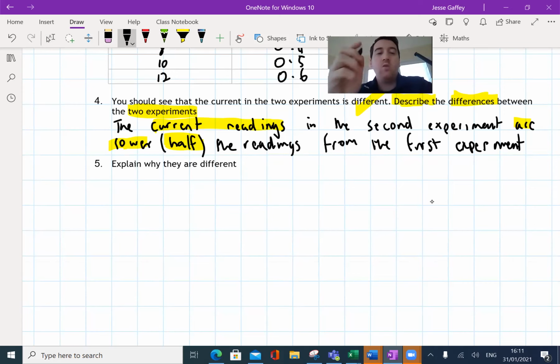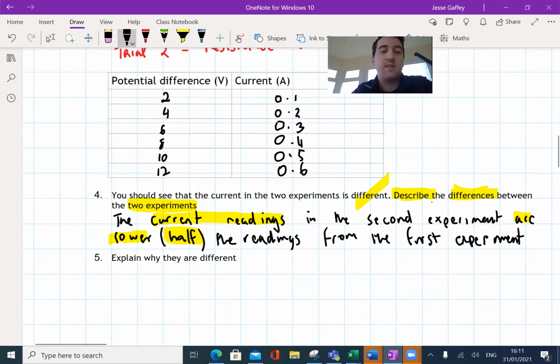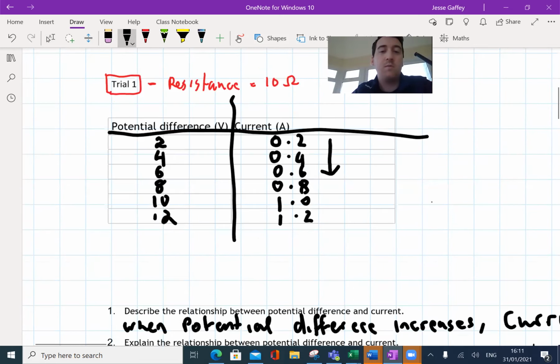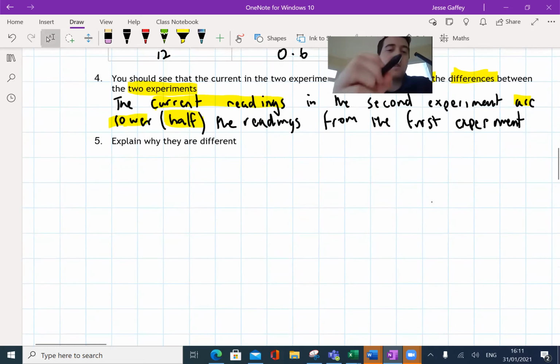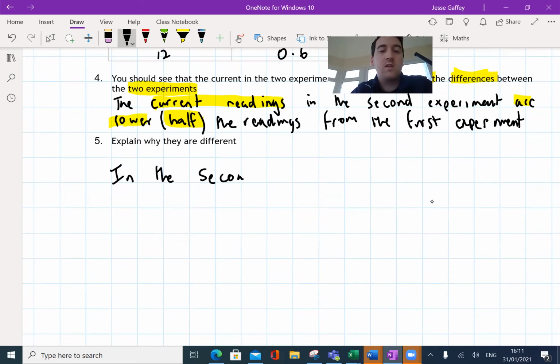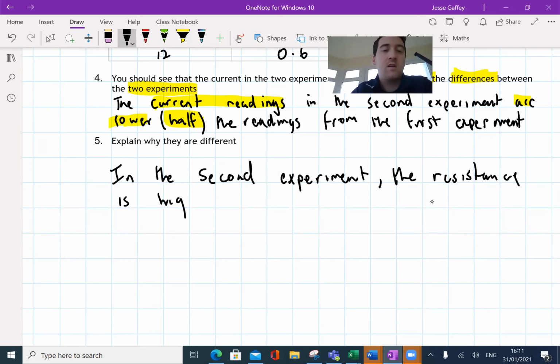All right, so hopefully you referred to, well, what's the only thing that's different? In the second experiment, there are two bulbs. In the first experiment, there was only one. Adding the second bulb has increased the resistance. So explain why they are different. In the second experiment, the resistance is higher. How much higher is it? It's double.